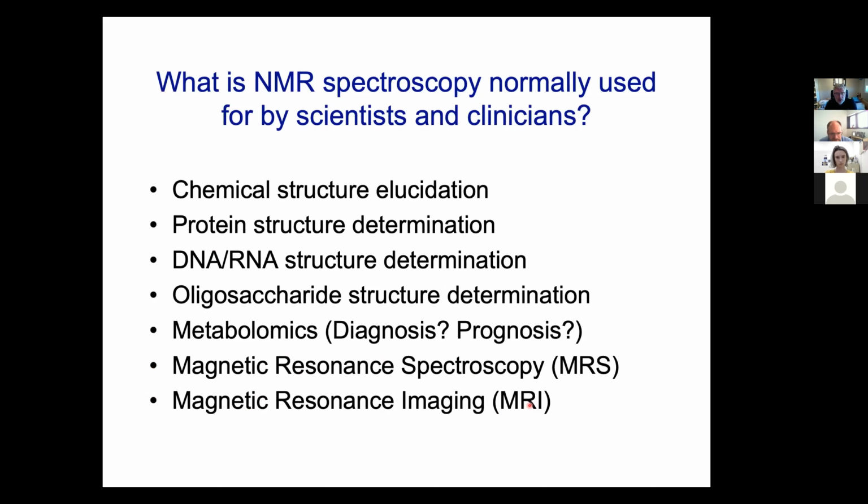And so what is NMR spectroscopy then used for? By scientists, but also by clinicians. First of all, chemists were, of course, first down to shoot. As soon as the technique was developed, they started using it for chemical structure elucidation. Protein structure determination did not really start until the 1990s. The very first structures came out in the mid-1990s.